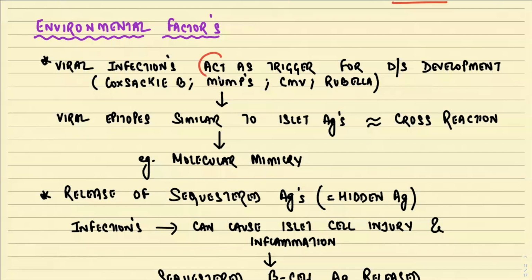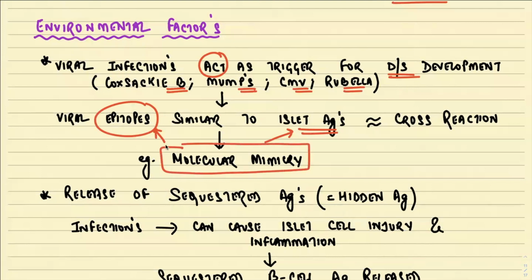Viral infections can act as a trigger for this disease development, means they can speed up this process. Which virus? The Coxsackie B virus, mumps virus, cytomegalovirus, rubella virus. Okay, so certain viral epitopes or antigens are very much similar to the islet cell antigens of the pancreas. So our immune system, when it develops a response against the epitopes, will cross react with the islet cell antigens. And this concept is called molecular mimicry.